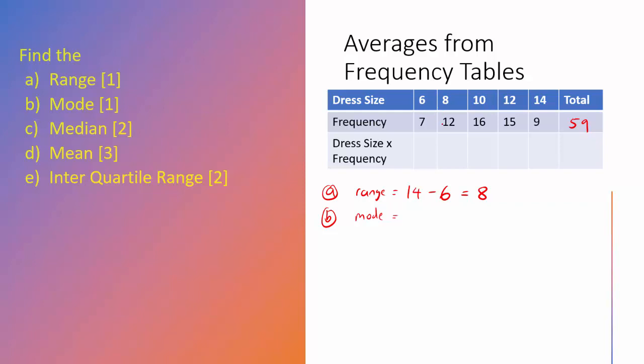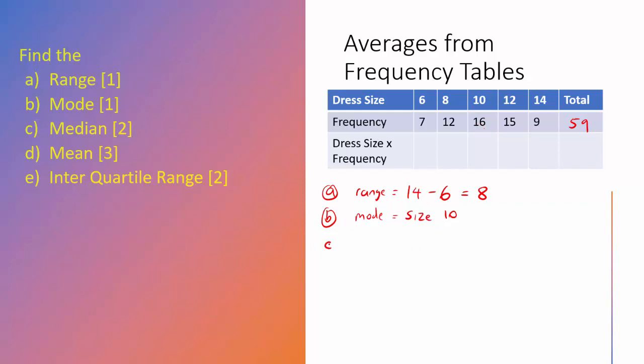Going back to what these numbers represent, this is telling me that 7 people wear a dress size of 6, 12 people wear a dress size of 8, 16 people wear a dress size of 10, 15 people wear a dress size of 12, and 9 people wear a dress size of 14. 16 people is the highest number here, and they wear a dress size of 10. So your mode is size 10 because 16 people are size 10.